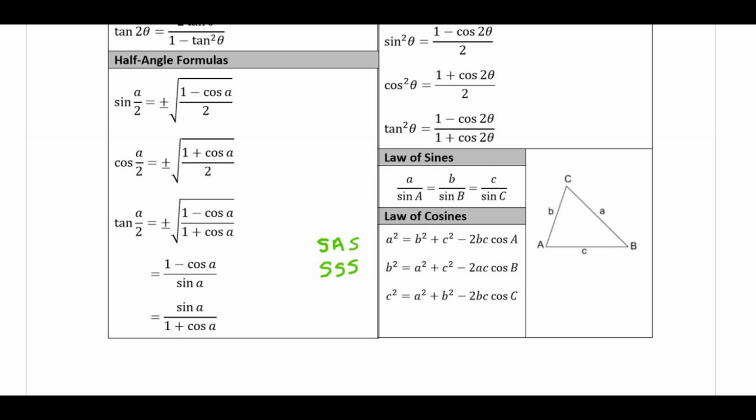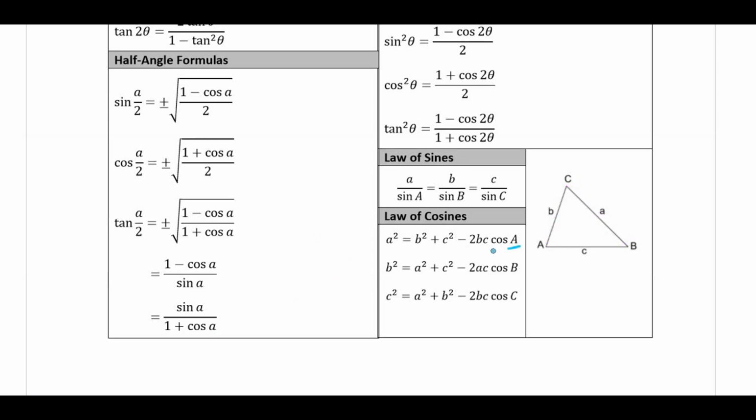Side angle side means you know two sides and an included angle. For example, in my picture here, you can see I have two sides colored in pink and the included angle colored in blue. That would be an example of when I would have side angle side and I would need to use the law of cosines.